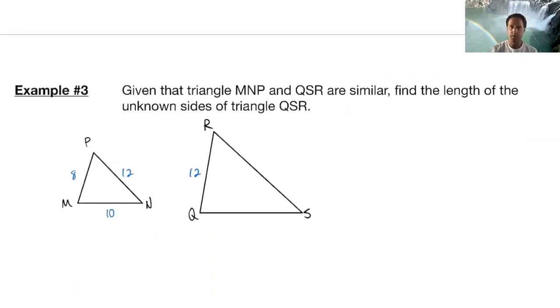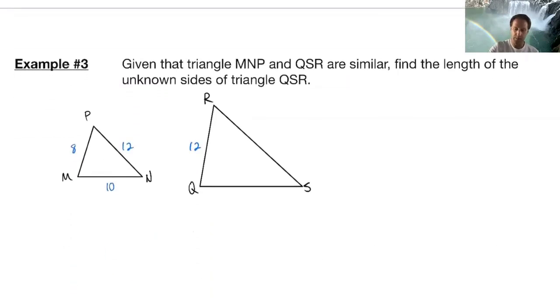Let's keep moving along and deal with another similar triangle. This time they're calling it MNP and QSR. And if these two are similar, then we know about their angles. Corresponding angles are congruent. But what did we say about the sides? Because this time, that's what they want us to know, are the unknown sides of triangle QSR. So they gave us one. We need to therefore find what QS is as well as SR. What are those measurements?